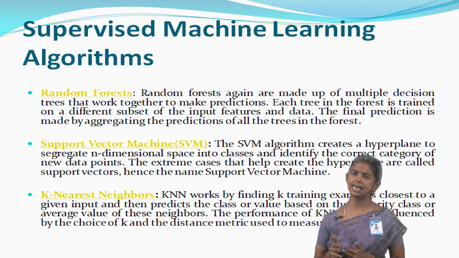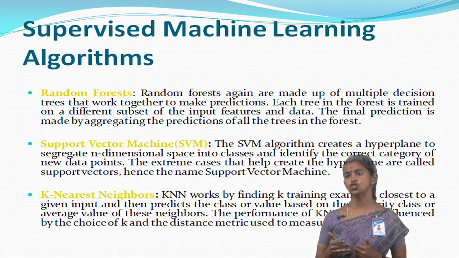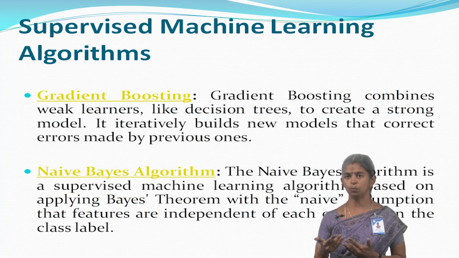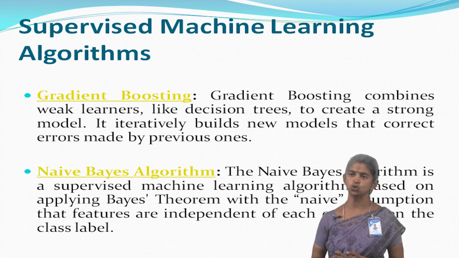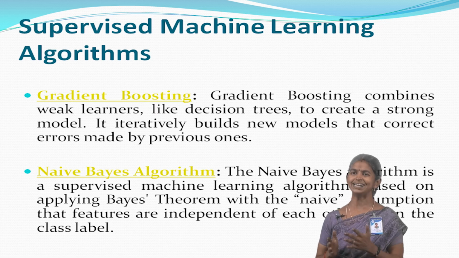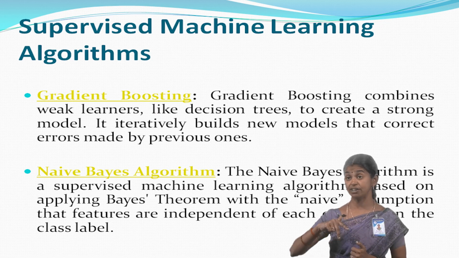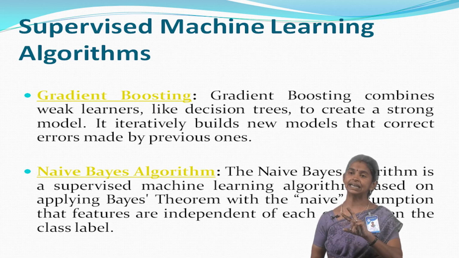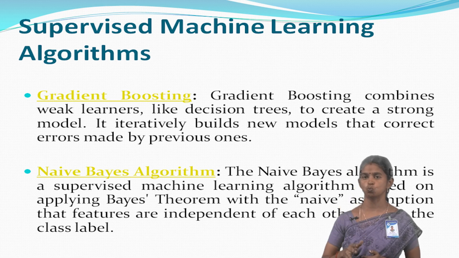The performance of KNN can be influenced by the choice of K and the distance metric used to measure proximity. Another one is gradient boosting, that is, it combines weak learners like decision trees to create a strong model. It iteratively builds new models that correct errors made by previous ones.